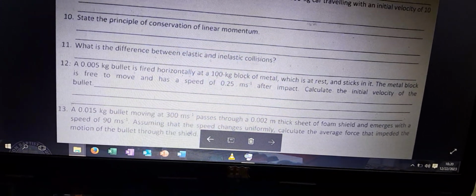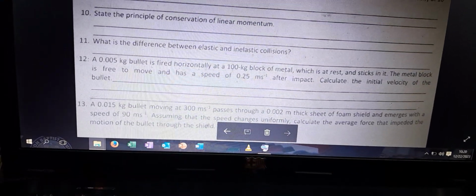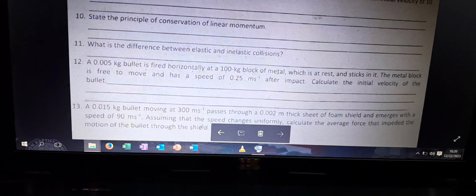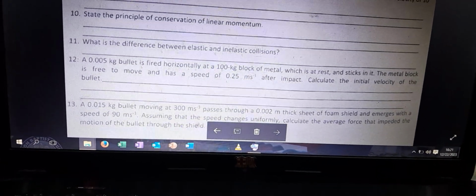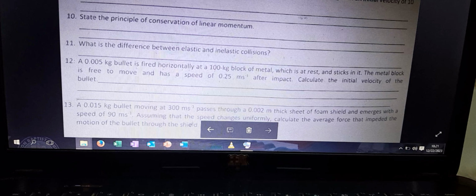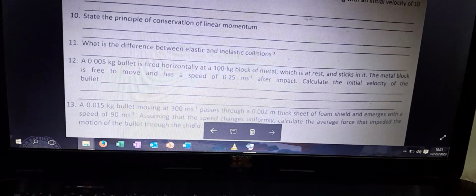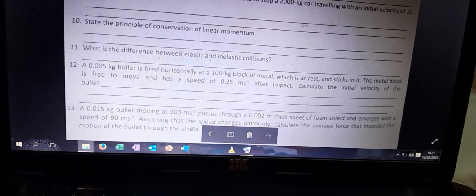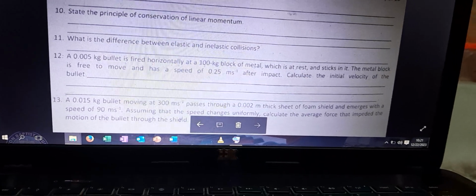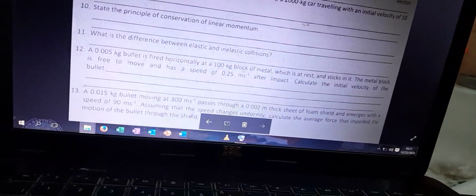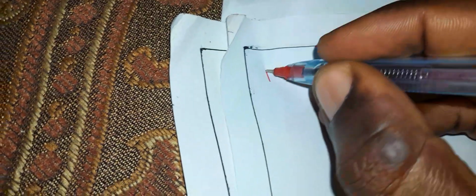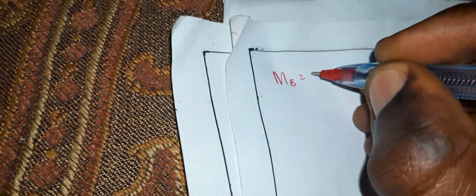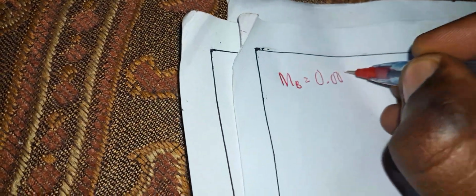Okay, so let's move to question 12. That's a calculation question, right? So question 12 is actually talking about the principle of conservation of linear momentum. So let's spell out our values and calculate it. All right. 0.005 kg bullet. Mass of the bullet equals 0.005 kg.